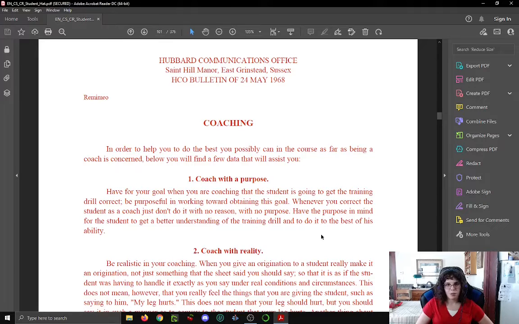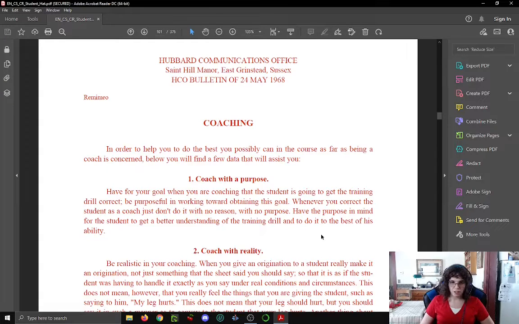So, coaching, the HCO Bulletin of the 24th of May, 1968. In order to help you do the best you possibly can in the course as far as being a coach is concerned, below you will find a few data that will assist you. 1. Coach with a purpose. Have for your goal when you're coaching that the student is going to get the training drill correct. Be purposeful in working toward obtaining this goal.